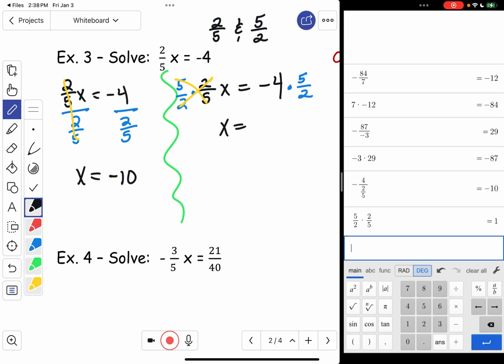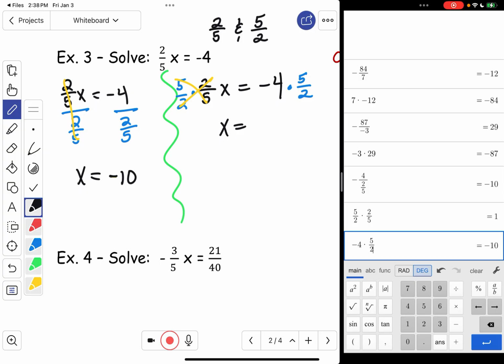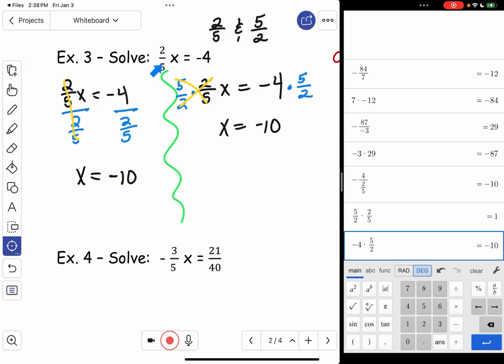And then we could do -4 times 5/2. And notice we again get -10. So anytime you have a coefficient in front of your x that is a fraction, you can either divide by that fraction or you can multiply by the reciprocal. You need to decide what's easiest for you.